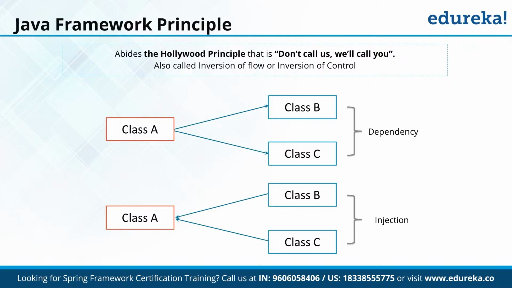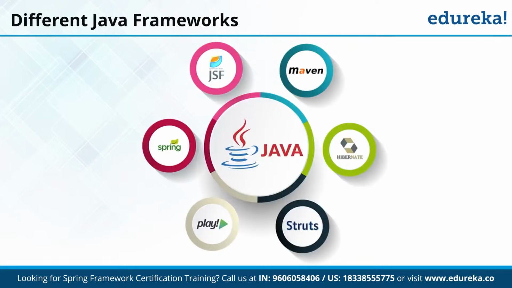The traditional way of constructing a Java object is by the developer, but the Spring framework principle states that you don't worry about constructing the object. Objects will be constructed by the framework itself. All right, so let's see various different Java frameworks available in the market.